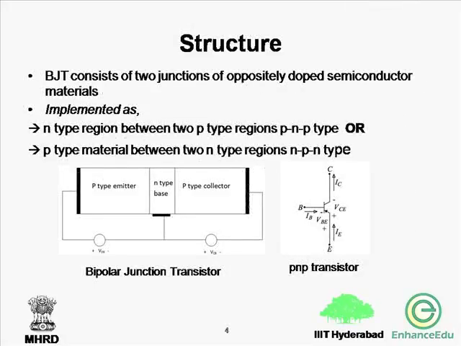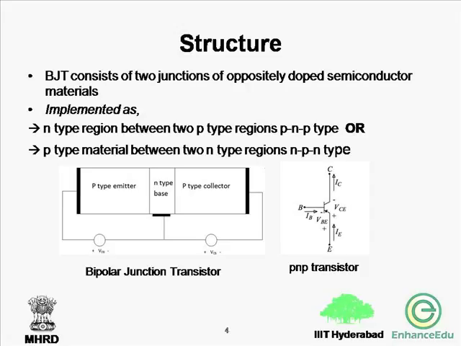Moving towards the structure, BJT consists of two junctions of oppositely doped semiconductor materials. It can be implemented as an N-type region between two P-type regions, commonly known as a PNP type device, or a P-type region between two N-type regions, known as an NPN type device.